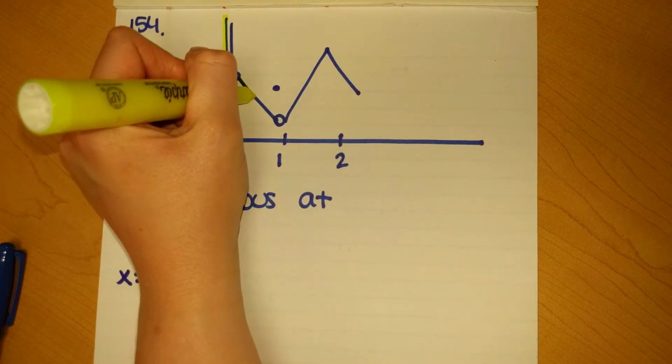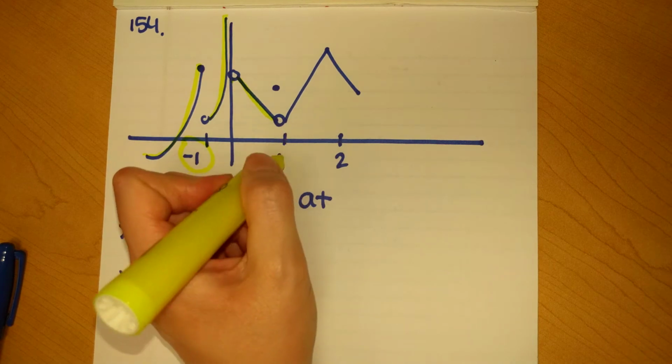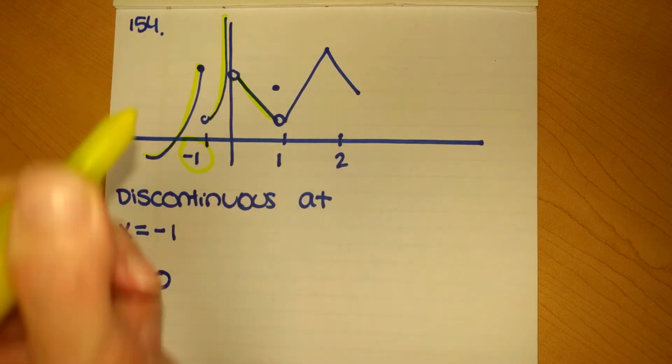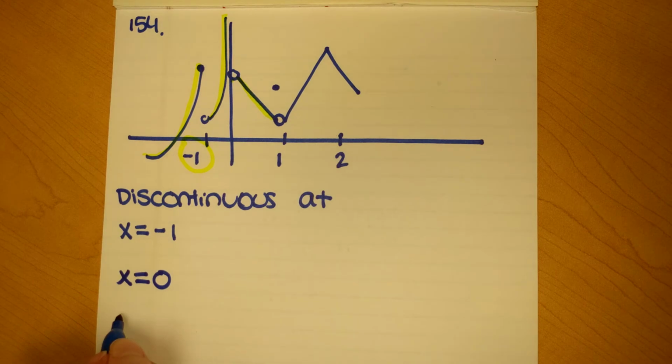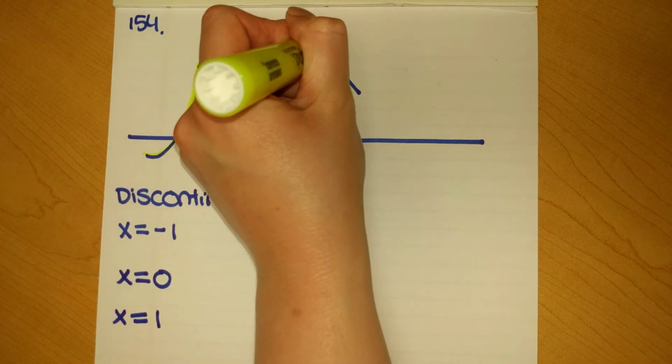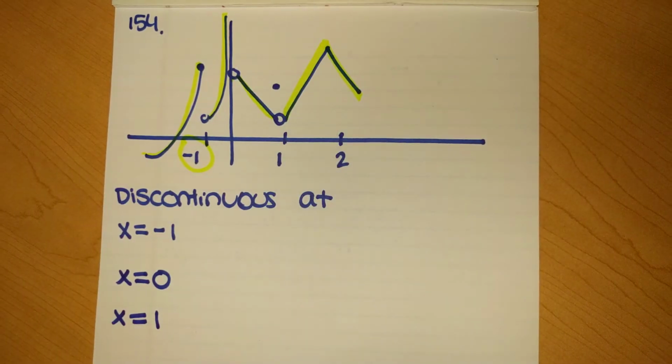If I continue to trace the graph, I would have to pick up my pencil at 1 in order to get up to this filled-in circle, so it would be discontinuous at 1. And then I could continue to trace the graph without picking up my pencil for the remainder of the time. So we have 3 discontinuities here.